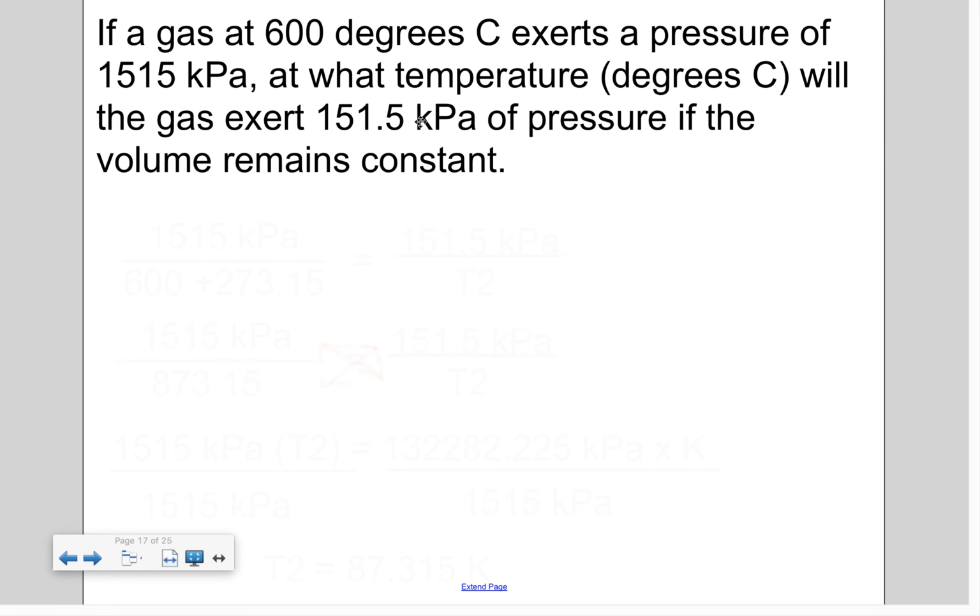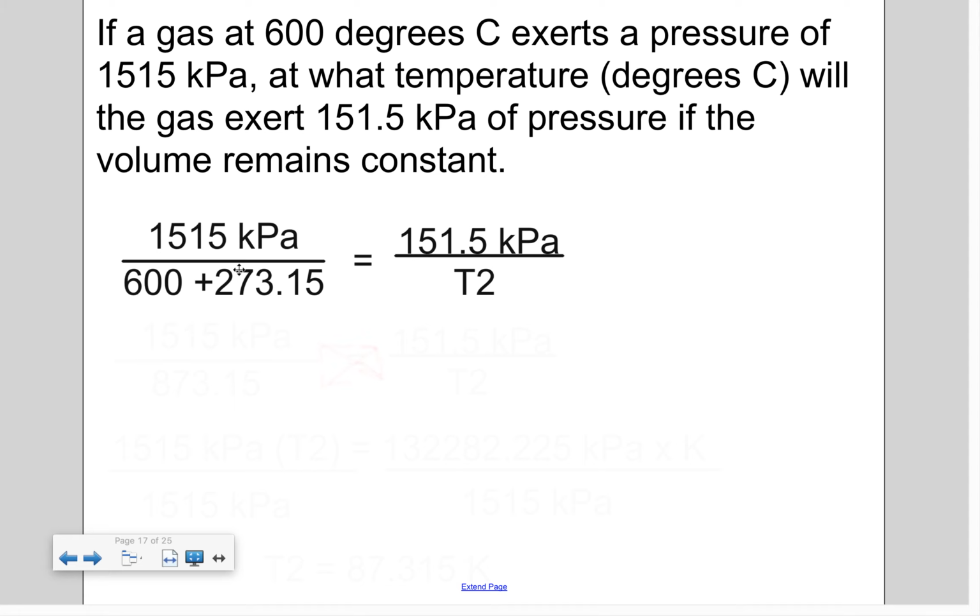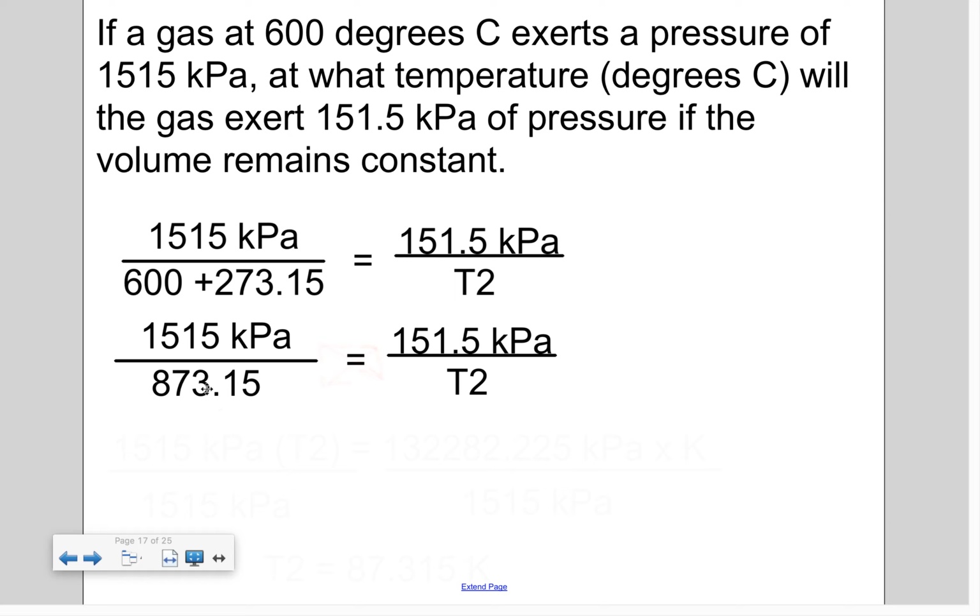Final sample problem. A gas at 600 degrees Celsius exerts a pressure of 1,515 kilopascals. At what temperature in degrees Celsius will the gas exert 151.5 kilopascals? So I set this up, trying to figure out my new T2. To convert degrees Celsius to Kelvin, I have to add 273. So this is 873.15, and I should add a K here for Kelvin.